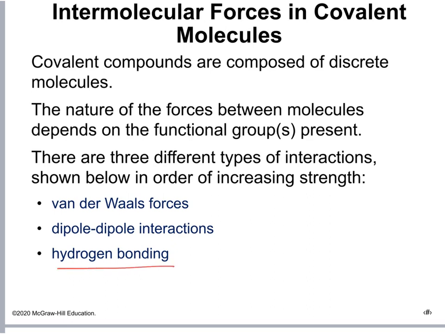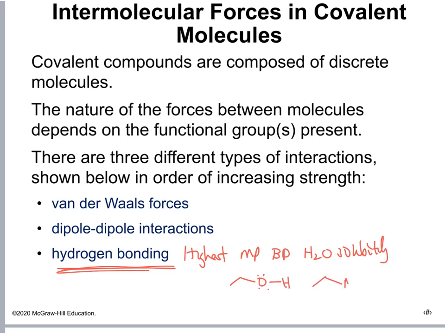Covalent bonds, hydrogen bonding, that's going to be your highest here for highest melting point, boiling point, and water solubility. And hydrogen bonding has to have a hydrogen bonded to either an oxygen or a nitrogen. So these are your functional groups that have hydrogen bonding. This is an alcohol. This is an amine. Your amides, the nitrogen, the carbonyl containing, and your carboxylic acids. These are all going to be hydrogen bonding.